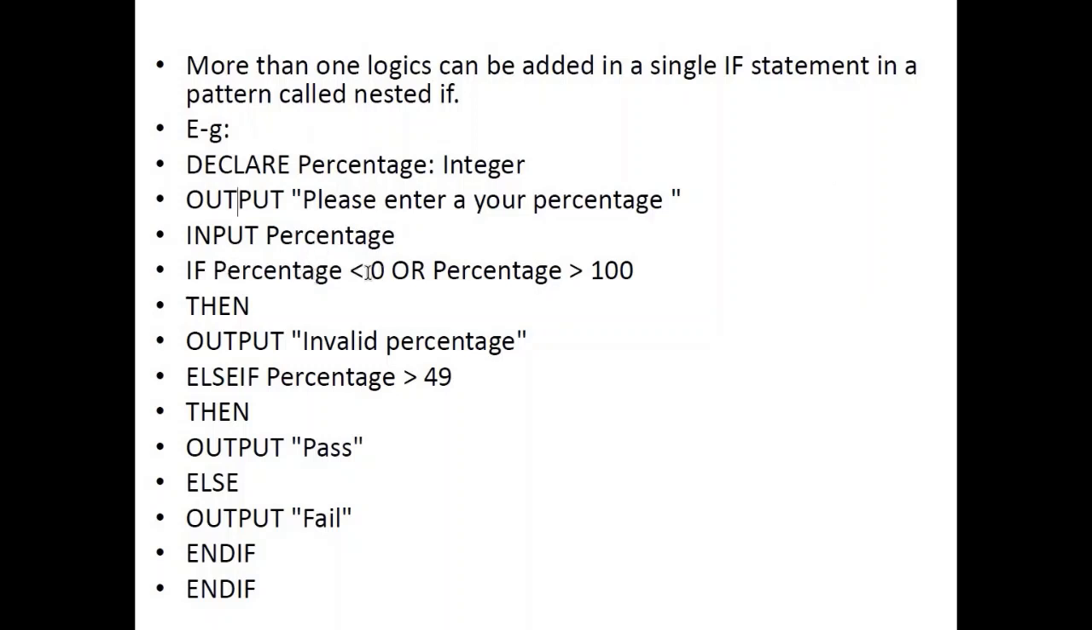Input percentage. If percentage is less than 0 or greater than 100, then output invalid percentage. Else if it is greater than 49, then print pass, else output fail. Now the number of ifs that you would open, 1 and 2, is the number of ifs that you are going to close at the end of your if statement.